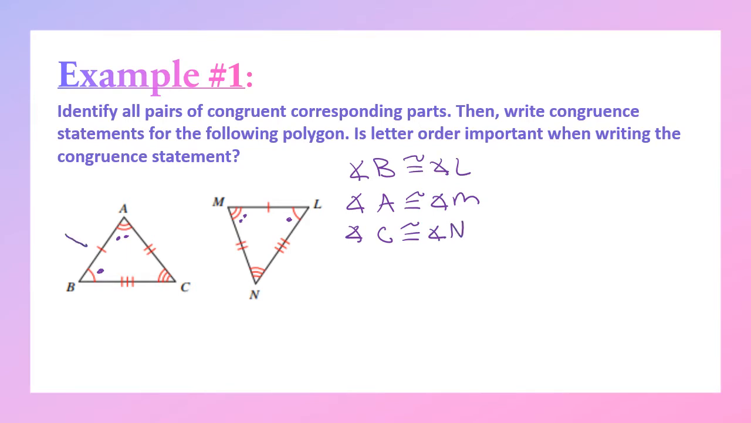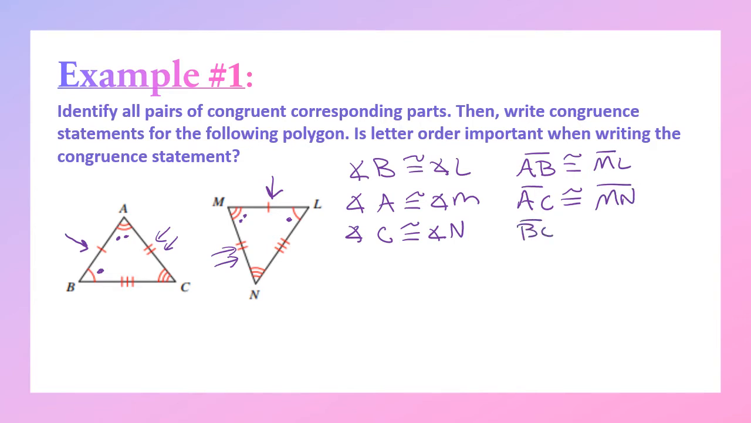Then you're going to look at the side lengths. Right here, AB only has 1 hash, and ML only has 1 hash, so segment AB is going to be congruent to segment ML. And yes, it's important that you use the congruent sign. We have no idea what the actual lengths of these segments are. All we know is that they have the same length. Then I come over here. I have 2 hashes here and 2 hashes here, so side AC is going to be congruent to side MN. And last but not least, side BC is going to be congruent to side LN.